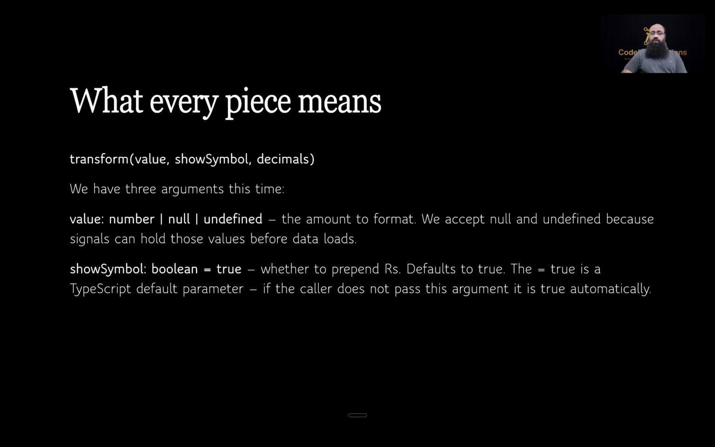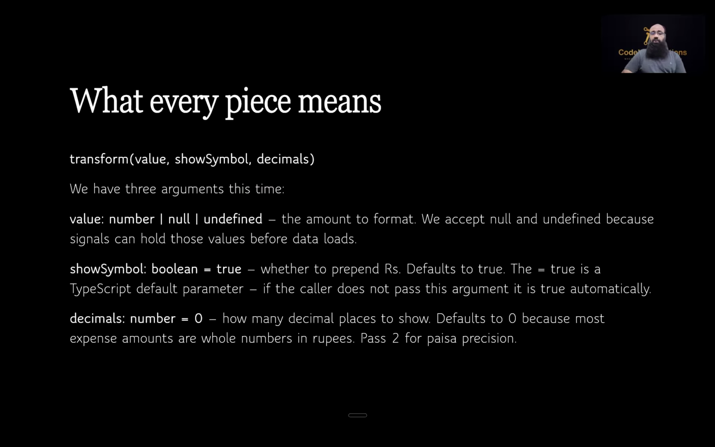Then comes the show symbol. If it's true, it's going to prepend RS, and it defaults to true. If we haven't set it, RS is going to be the default symbol prepended to our value, and if we explicitly set it to false, then it's not going to show.